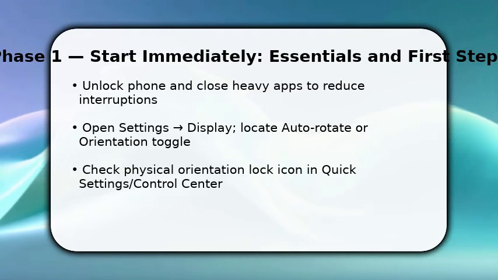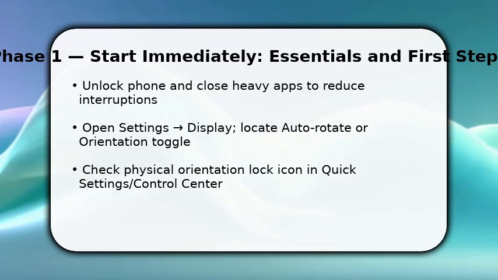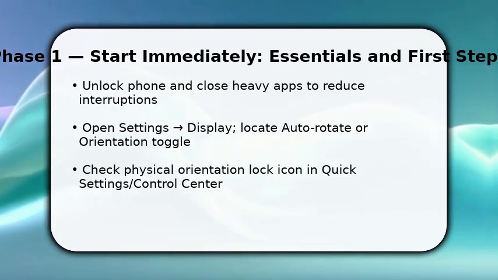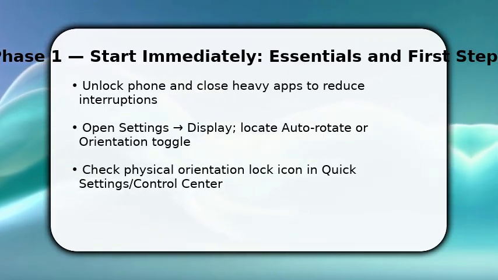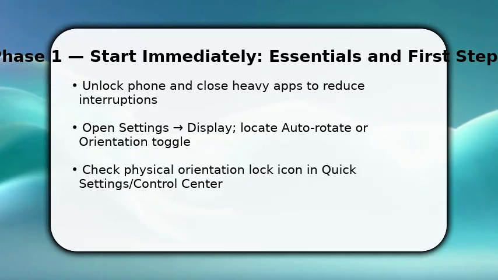Enjoy the video. You start by minimizing distractions and ensuring the phone is unlocked. This prevents accidental taps. Open Settings and go directly to Display because this is where rotation controls live. Once there, find Auto Rotate or Orientation and pause. Do you see a simple toggle or an advanced submenu?